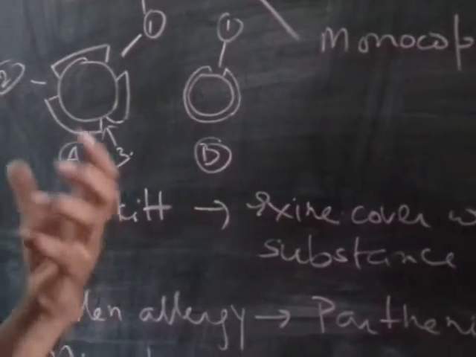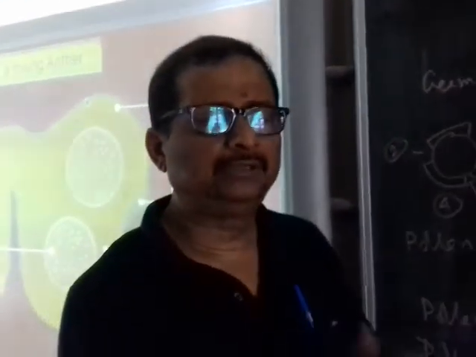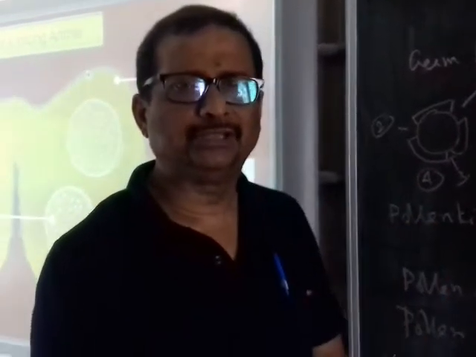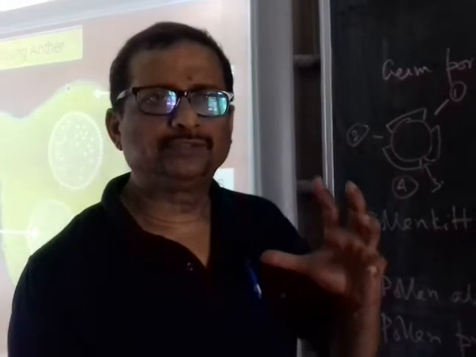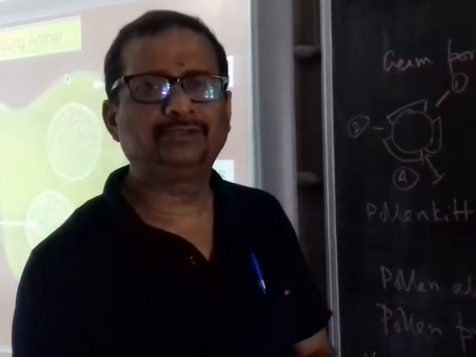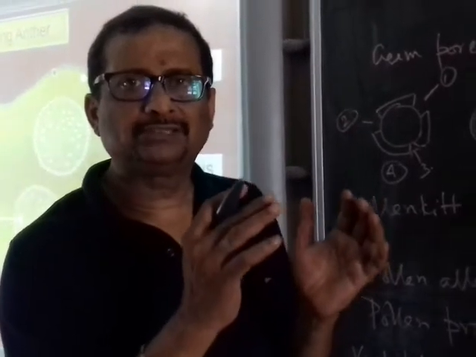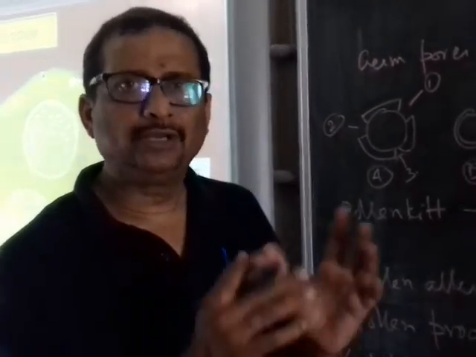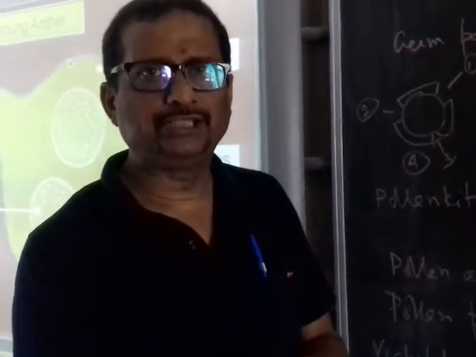Now what is pollen kit? Sometimes these exines are very variable, they have a variety of structures, and the exine is coated with a sticky substance. This sticky substance found on the outer wall of the pollen grain is called pollen kit. This pollen kit adheres to the surface of animals or insects, which helps in pollination.